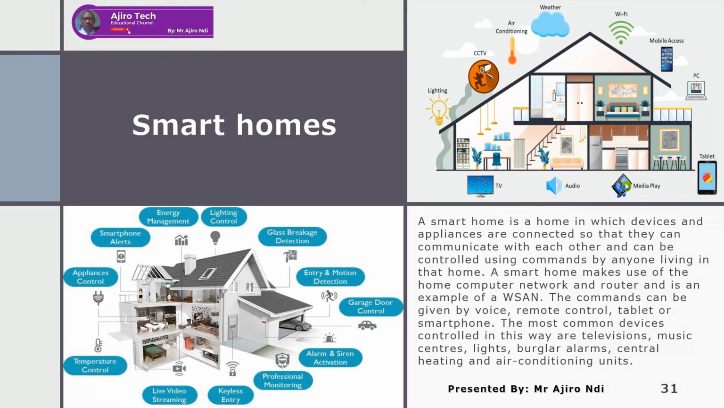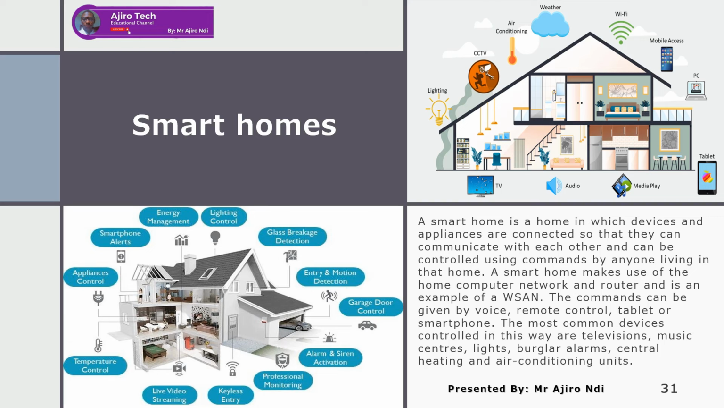Smart homes. A smart home, right there on the screen, is a home in which devices and appliances are connected so that they can communicate with each other and can be controlled using command by anyone living in that home. So all the appliances are connected, and this is controlled by command by anyone living in that particular home.